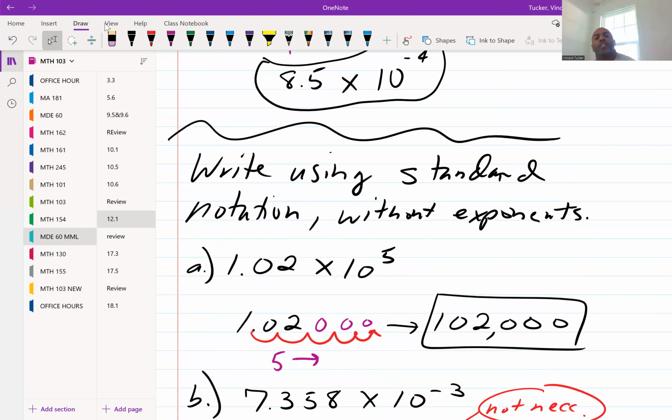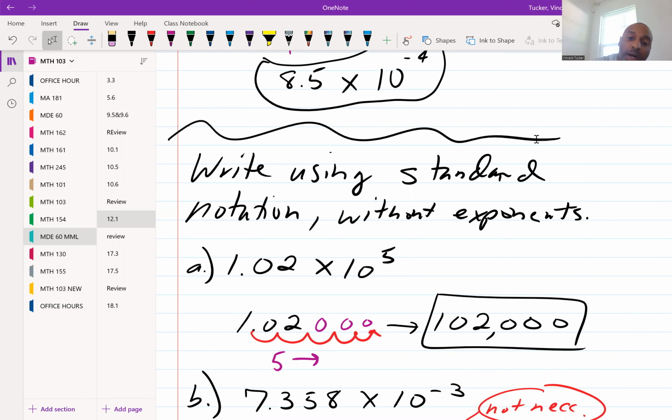All right. So next one, we want to write using standard notation. In other words, using it without exponents, we have 1.02 times 10 to the 5th power. So we're going to write that scientific notation value in standard form.